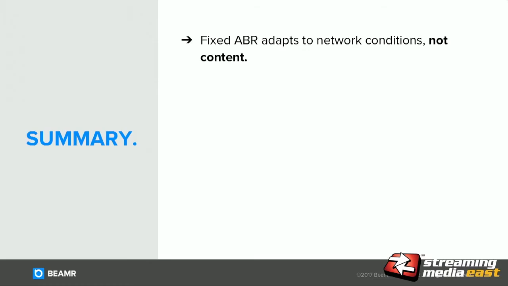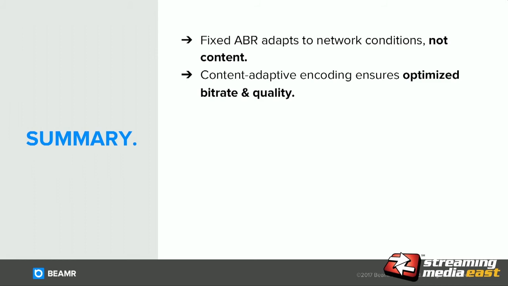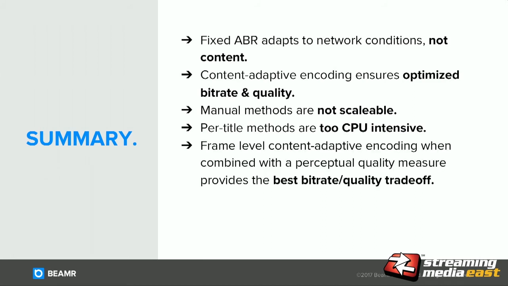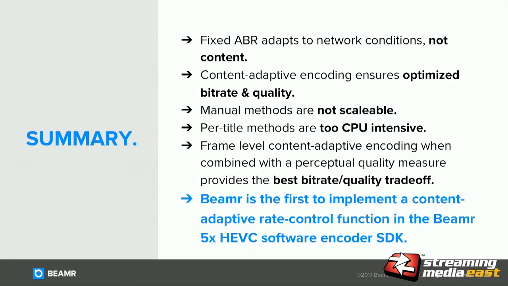Okay, quick summary. Fixed ABR adapts to network conditions, not content. So content adaptive encoding obviously ensures optimized bit rate and quality. Manual methods aren't scalable. Per title methods, just too CPU intensive for most of us. Not everybody, but for most of us. Frame level content adaptive encoding really offers the only real solution for best bit rate and quality trade-off. And we are the first to actually have implemented a commercial content adaptive solution, and that's in the product Beamr 5X and also in our Beamr optimizer.